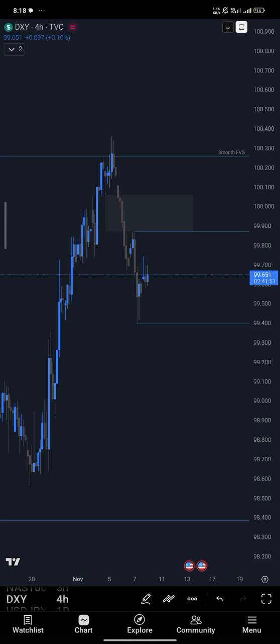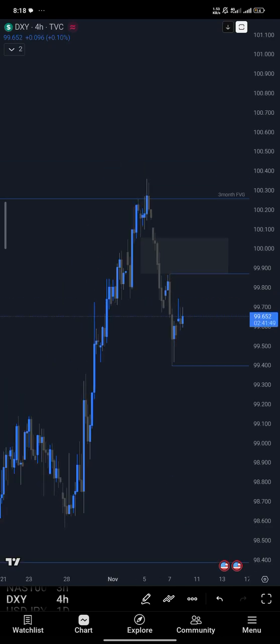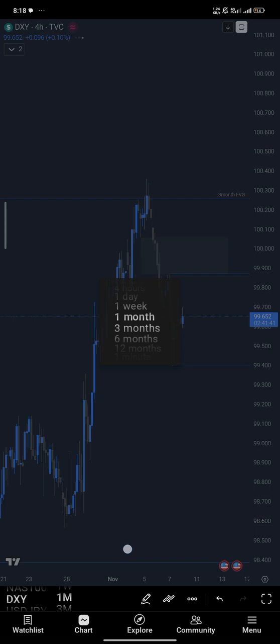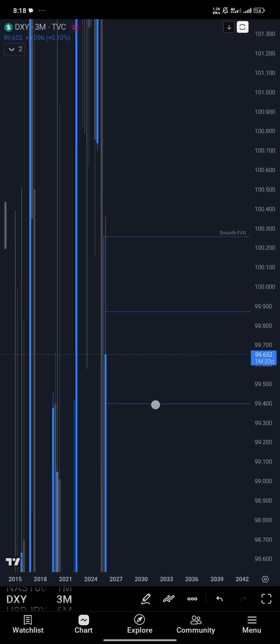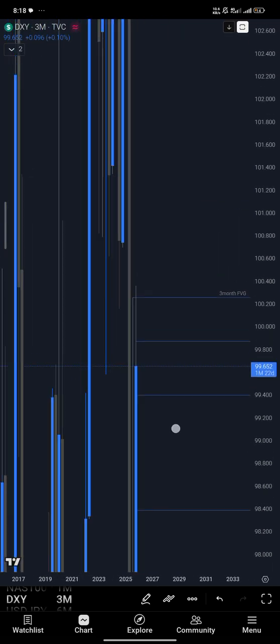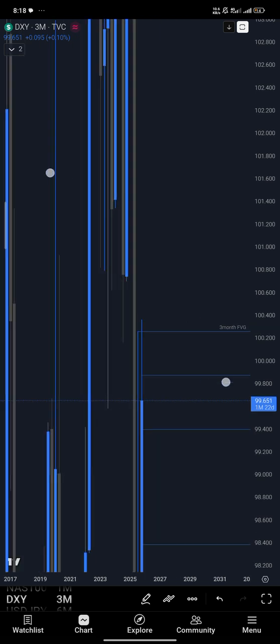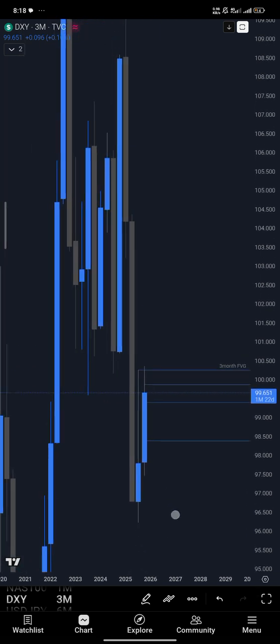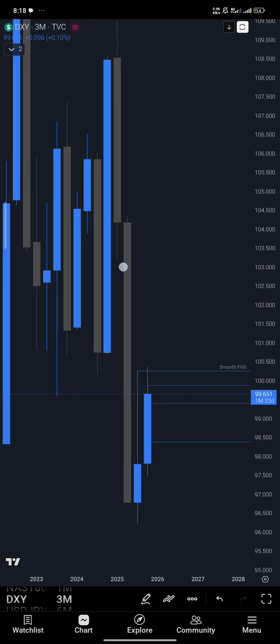Okay, quick run through of my analysis on dollar index, USDJPY, GBPUSD and EURUSD. So from here, let me check. I think I started from the 3 months time frame. So what I got from the 3 months time frame is price reacting from this monthly fair value gap.